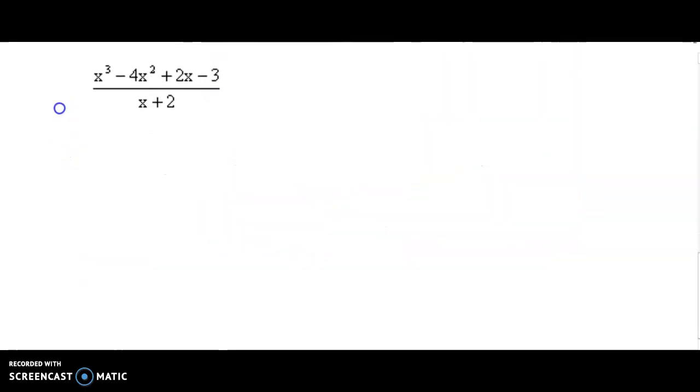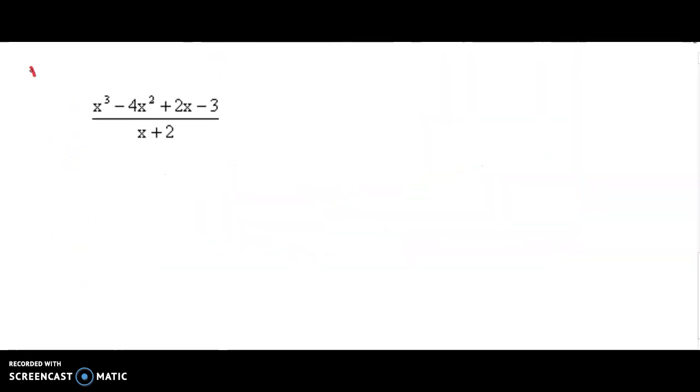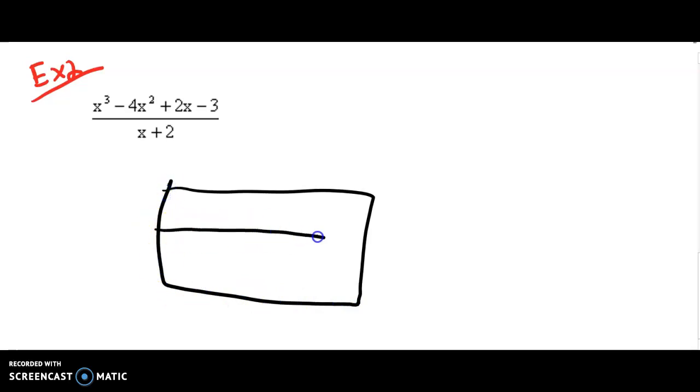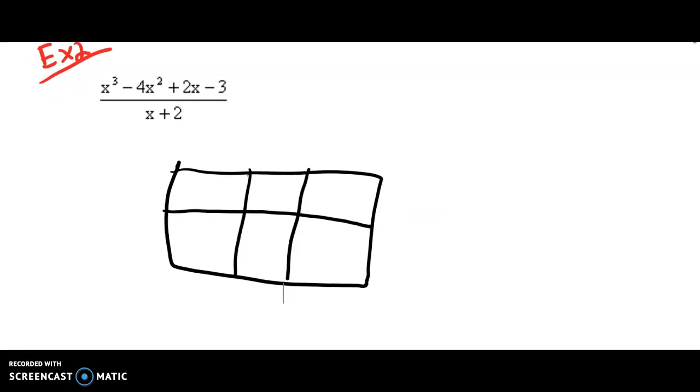Okay, let's look at our second and final example. This will be an example of polynomial division. Make sure that you are pausing and writing the original problem. All right, I'm going to start by building a square. Okay, I have x plus 2 on the outside.